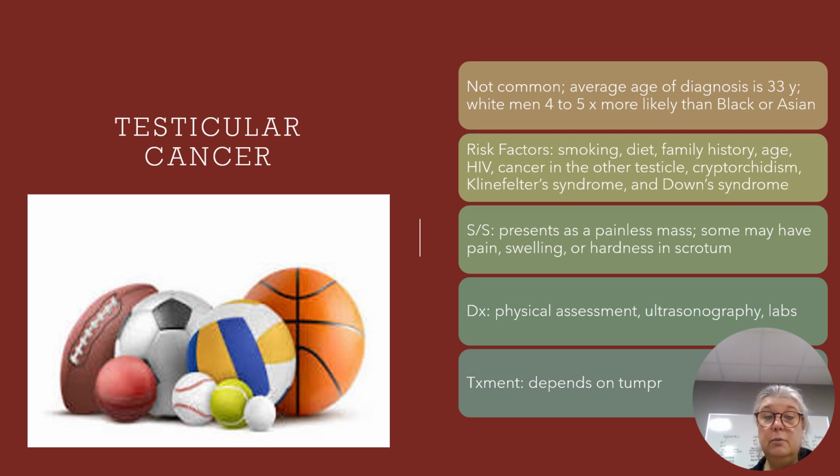Surgery for seminomas may be followed by radiation and or chemo. Non-seminomas that grow more quickly are not responsive to radiation, so treatment for them involves the removal of the affected testicle, including the blood supply, and then removal of the lymph nodes, and then surgery followed by chemo. Okay.